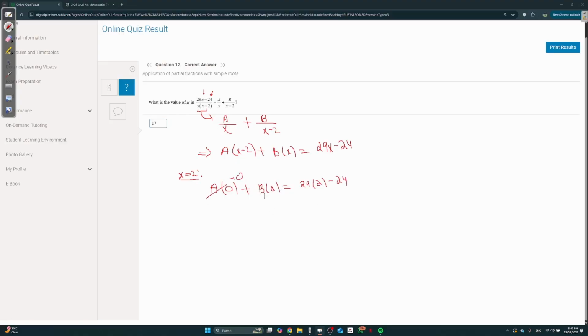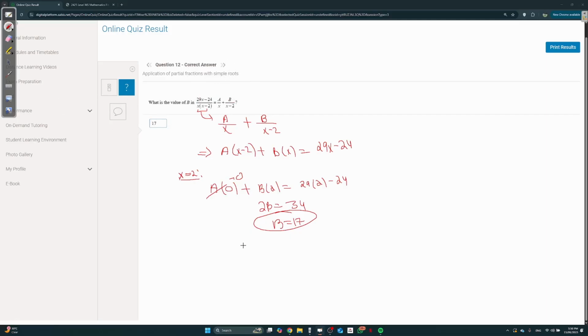This goes away. You're going to get 2b equals 58 minus 24, which is 34. So you get b is equal to 17. As you can see here, we're already done. They already want b. So there you go. B is 17. Okay, done, easy. You don't need to continue solving.